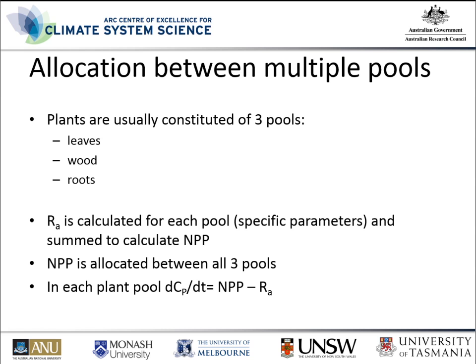Okay, it's between all three pools, and based on when we are in the season, there's going to be more or less going to the leaves, more or less going to the wood, more or less going to the roots. So this can be either fixed or calculated dynamically depending on how much the tree needs.